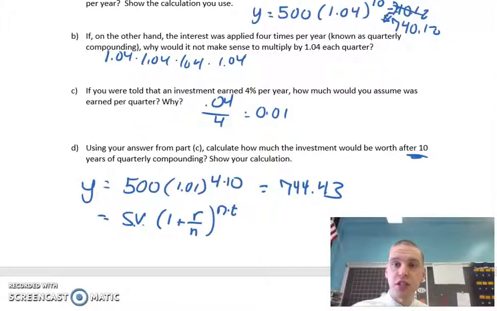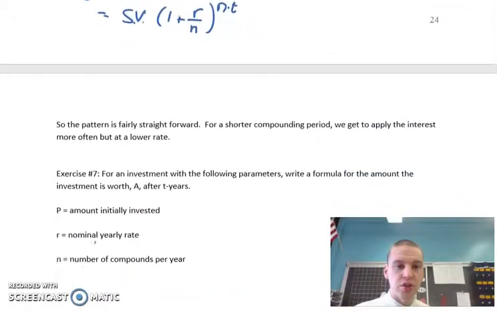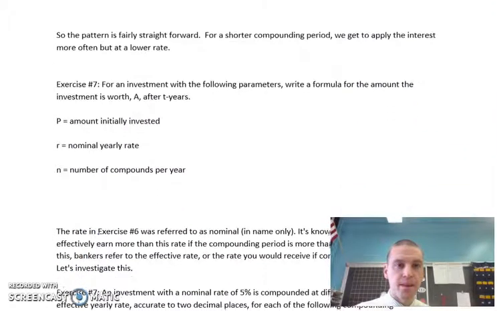The difference between compounded once a year versus compounded quarterly does gain us over 10 years over $4, which if you added a couple zeros on there, that's appreciative. So the pattern's fairly straightforward. For a shorter compounding period, we get to apply interest more often at a lower rate, therefore getting more money. And this is the equation I just talked about.